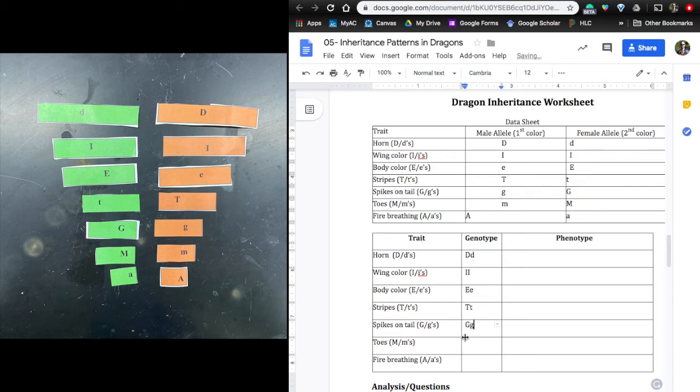Spikes, and then toes, and then fire breathing. I got dominant in all cases. If I happen to get two small, we would call that homozygous recessive, and if I had two bigs, we would call that homozygous dominant. And from here, you just look at the key that I show you, and then you can determine what phenotype, what your dragon actually looks like.